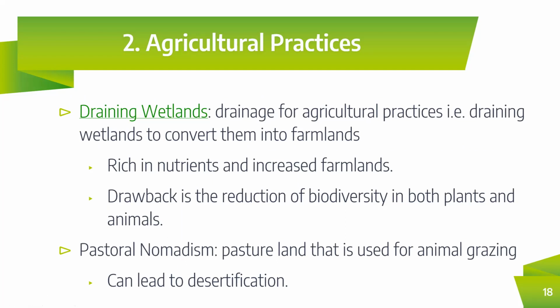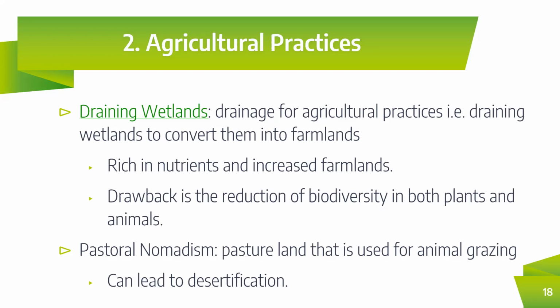Another agricultural practice here is draining wetlands, right? So wetlands are areas of land that are covered by or saturated with water. So think of, take a look at my notes here, you guys. Yeah, like swamps, marshes, bogs. Those are wetlands. And wetlands often act as natural filters that protect and promote surface water and groundwater quality.